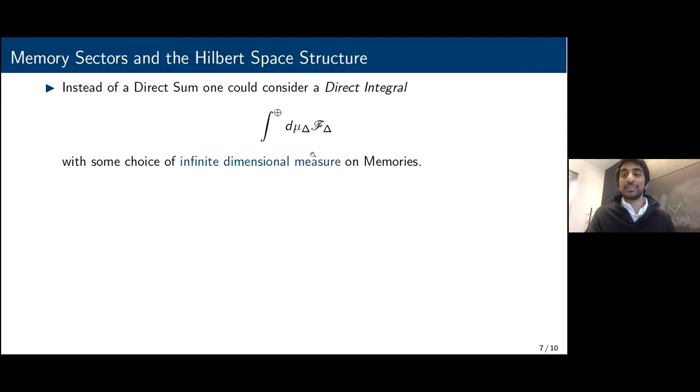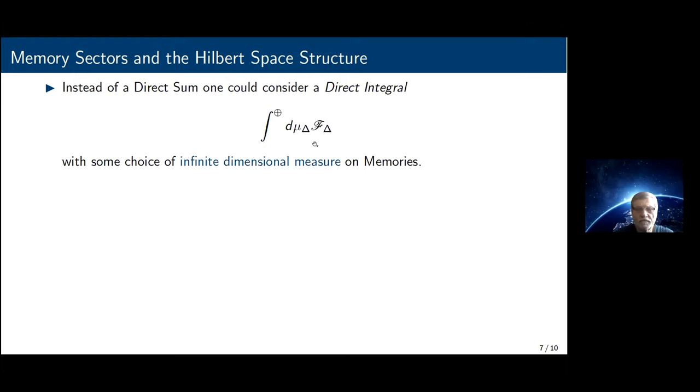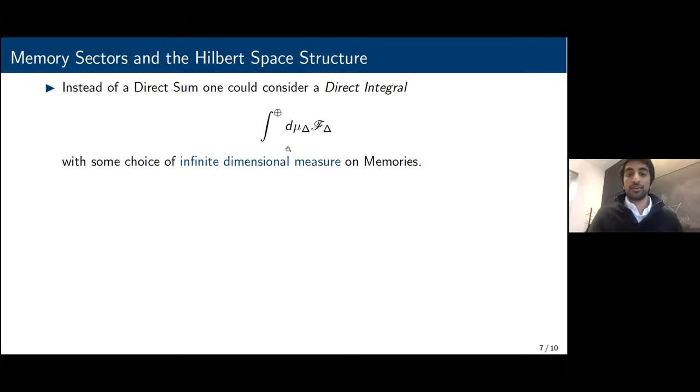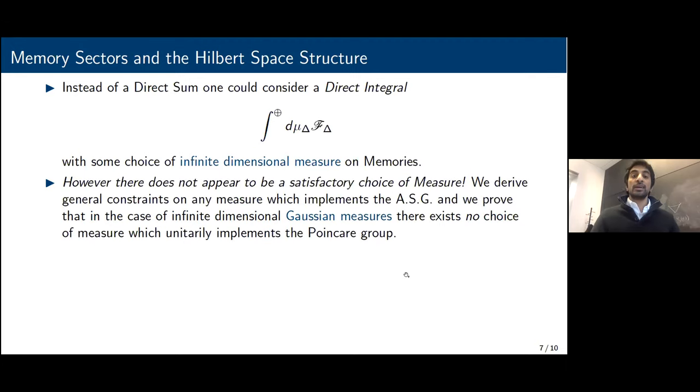However, I'll just say that this constructs a separable Hilbert space with some choice of this infinite dimensional measure on the space of memories. And that's the key issue for this construction: you really need an infinite dimensional measure on the space of memories. And the punchline here is that there does not appear to be a satisfactory choice of measure. Any two inequivalent choices of measures will give rise to inequivalent Hilbert spaces.